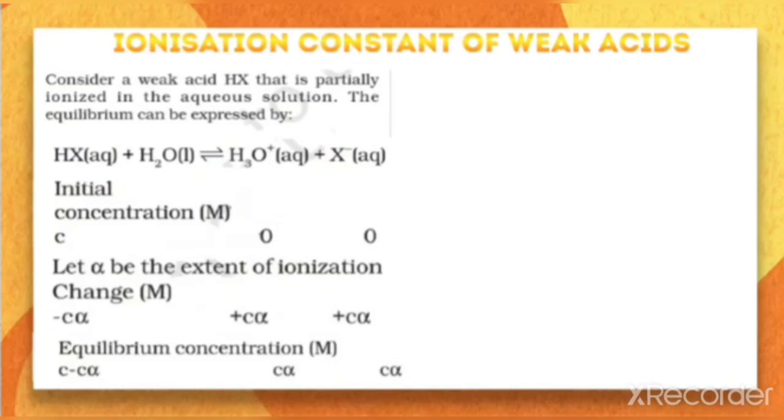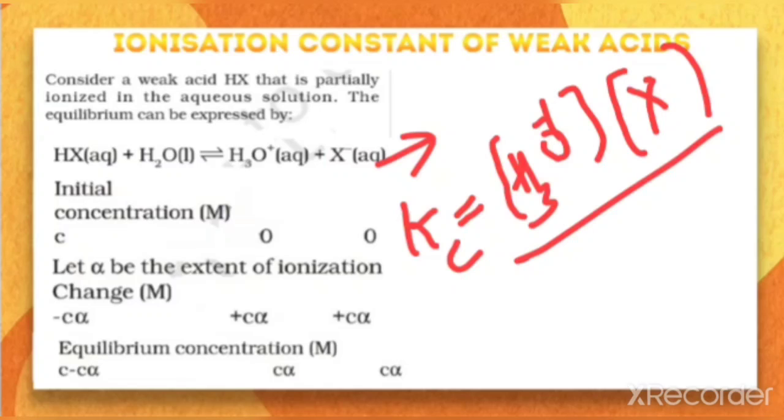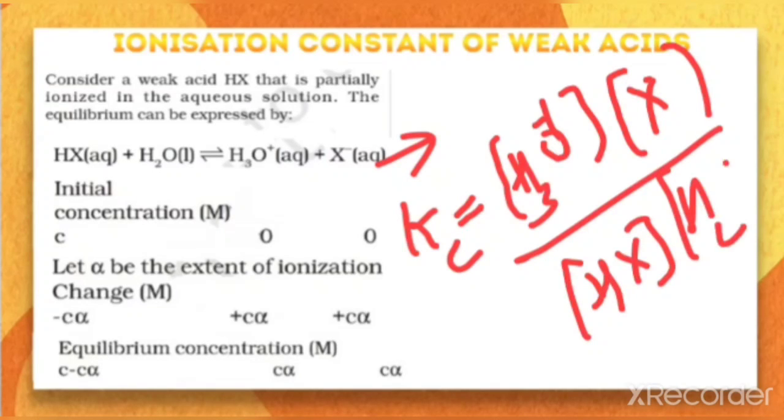Now if you wanted to write the equilibrium constant Kc for this equation, how would you write it? Kc is equal to the concentration of the products, that is H3O+ times the concentration of X-, divided by the concentration of HX and the concentration of water. Here the concentration of water is taken as a constant value.